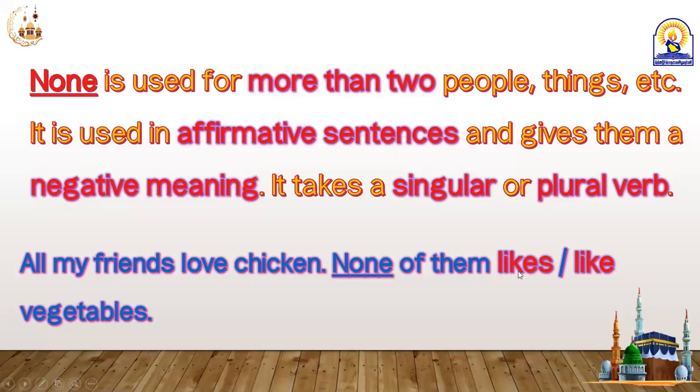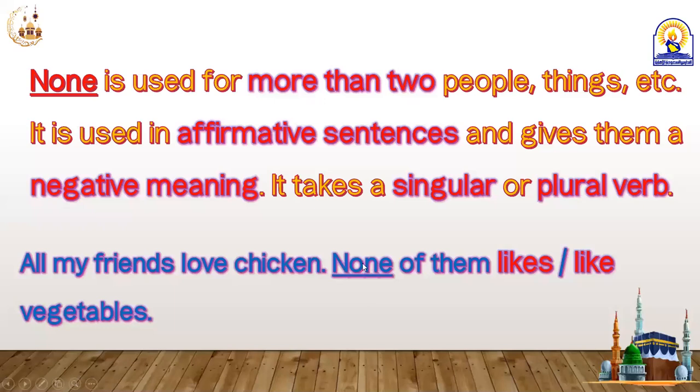None of them likes vegetables. Some guys can say this sentence is positive because there is no not, but it's negative, guys, because we have none. It means none of them likes vegetables. I mean, they don't like it. How do you know?